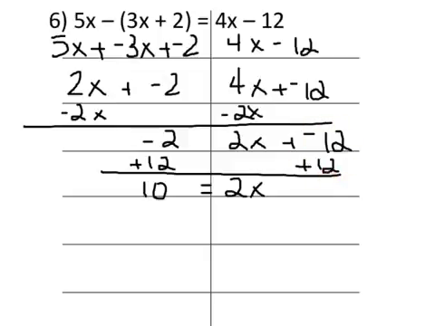And the last step I have to do is to separate into 2 different groups, so that means I divide both sides by 2. And that gives me my answer. 5 is equal to x.